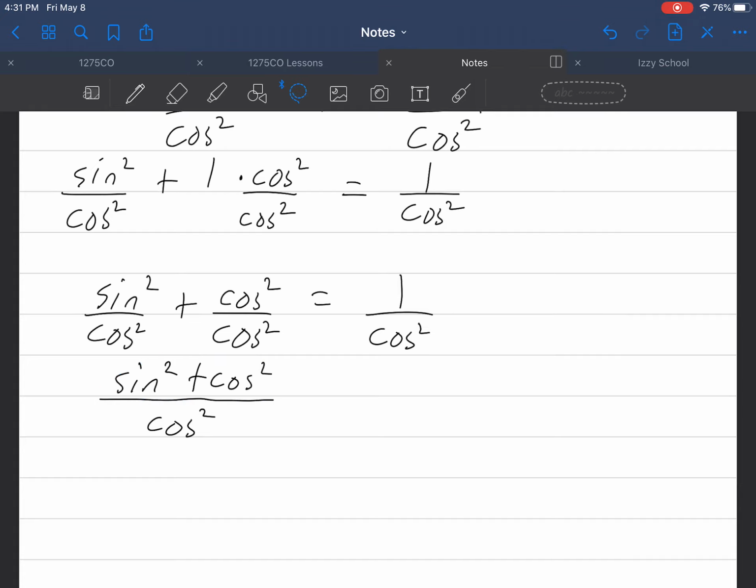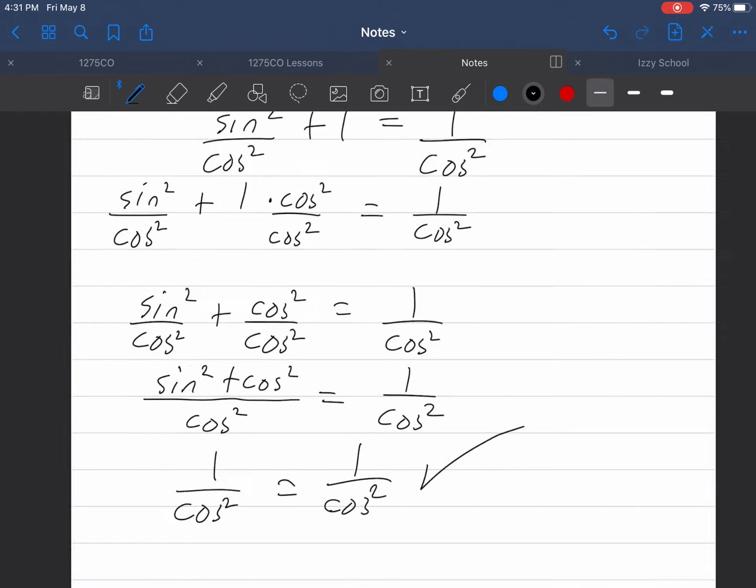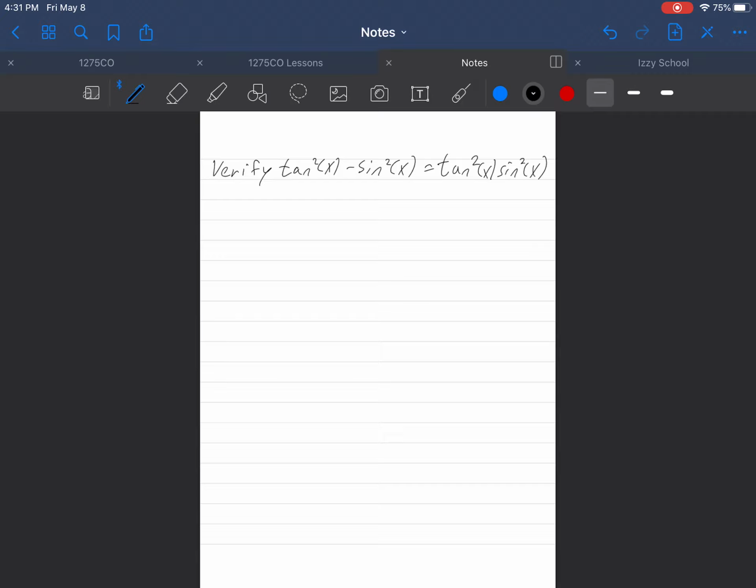we can take this sine squared plus cosine squared and replace it with the number 1. So the left side reads 1 over cosine squared, and the right side reads 1 over cosine squared also, and we know that the left side and right side are in fact equal. Right, this equality is not proven until the left side and right side are 100% exactly the same. And if you need to simplify both sides in order to do that until they meet, that's totally fine.